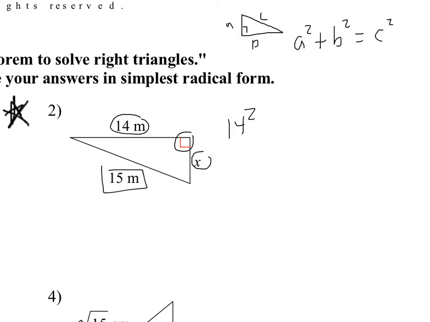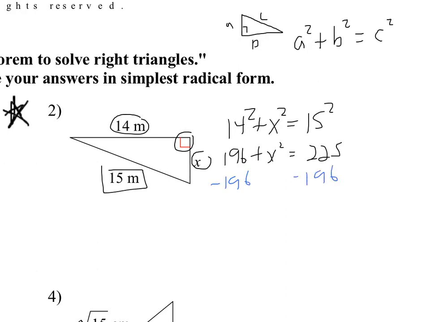So 14 squared plus x squared equals 15 squared, and that's the Pythagorean theorem. If we square 14 and square 15, we get 196 and 225. To solve this, we would have to subtract the 196 from both sides, which leaves us with x squared equal to 29.